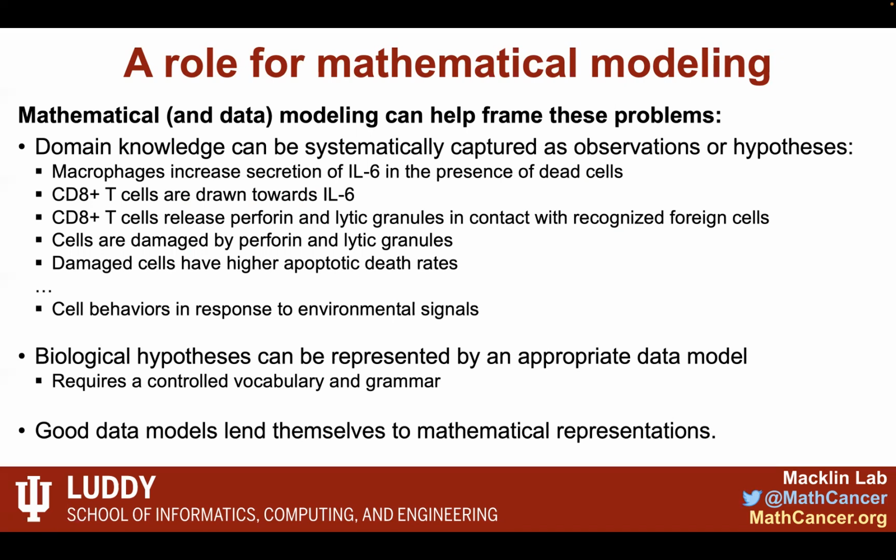Or CD8 positive T cells may release things like perforin and lytic granules when they come in contact with a recognized foreign agent. And then those things damage a cell, and then damaged cells tend to die. So you put all those things together, you start getting the key functionality of an immune response. And overall, we have lots and lots of simple statements that really come down to some cell behavior being modulated in response to some kind of an environmental signal.